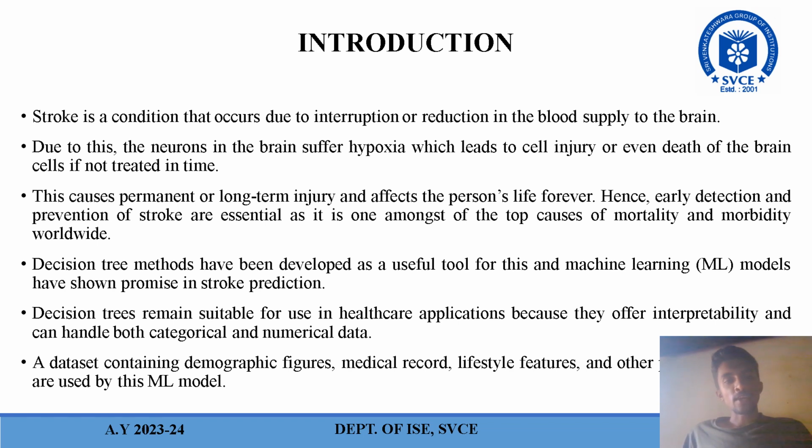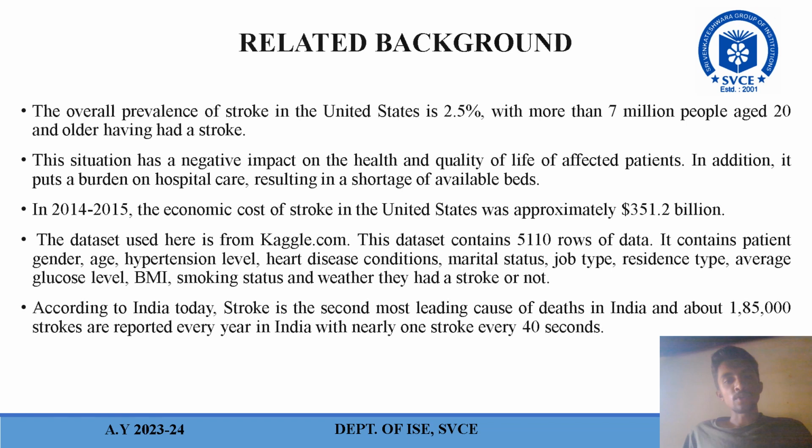Now let's see the background study for this brain stroke. The overall prevalence of stroke in the United States is 2.5%, with more than 7 million people aged 20 and older having had a stroke. The situation has a negative impact on the health and quality of life of affected patients. In addition, it puts a burden on hospital care, resulting in a shortage of available beds. In 2014 and 2015, the economic cost of stroke in the United States was approximately $351.2 billion.